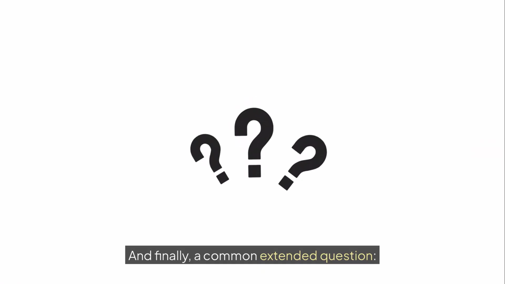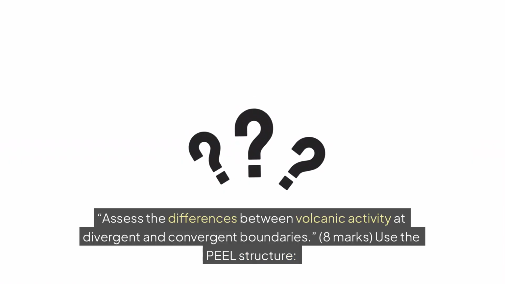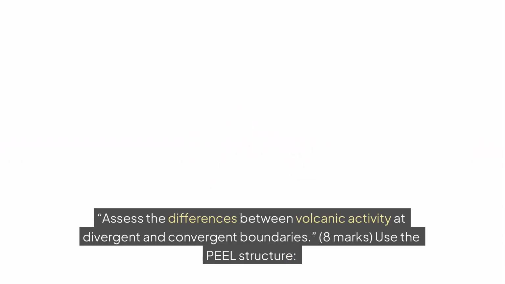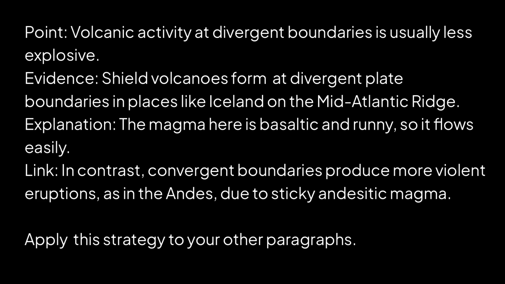And finally, a common extended question. Assess the differences between volcanic activity at divergent and convergent boundaries. 8 marks. Use the PEEL structure. Point: volcanic activity at divergent boundaries is usually less explosive.